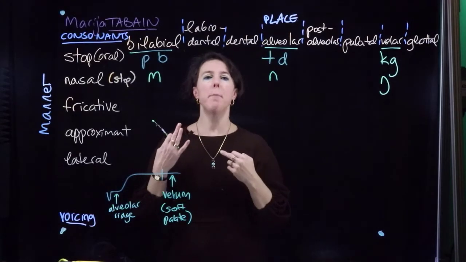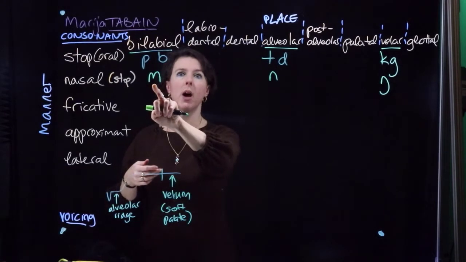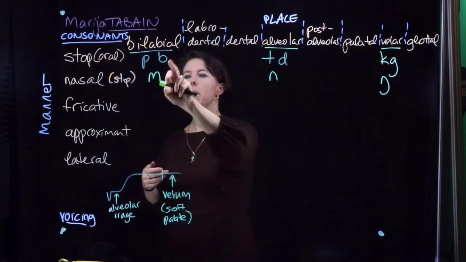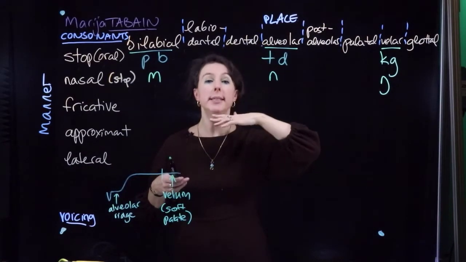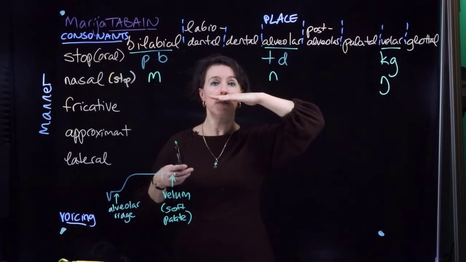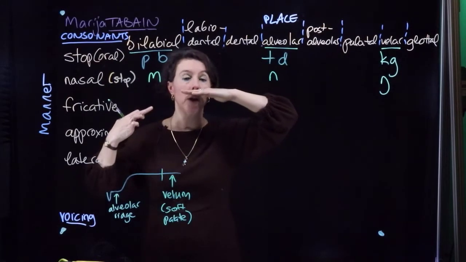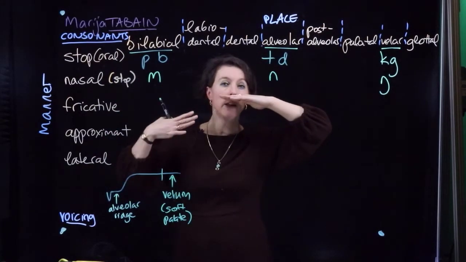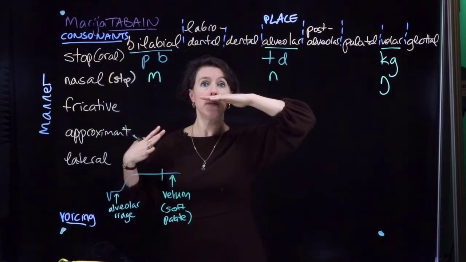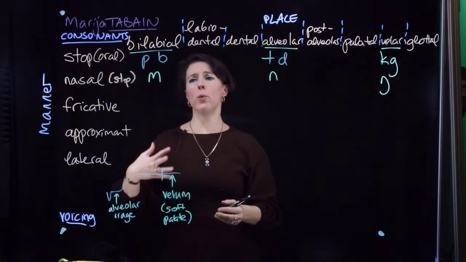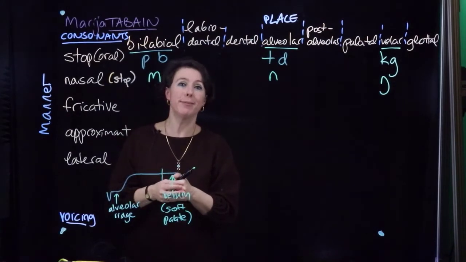You can all see p, b, m. They all involve closure at the lips. The difference with m is that you can sustain an m. You can go mmm, and if you just put your hand above your lip, below your nose, you'll feel nice, gentle, warm air coming out through your nose. And that's really the characteristic of nasal stops, nasal consonants.